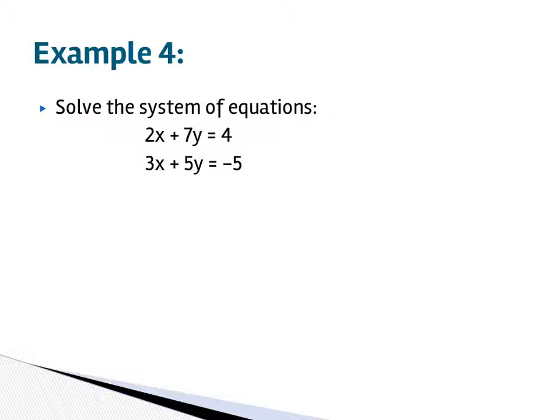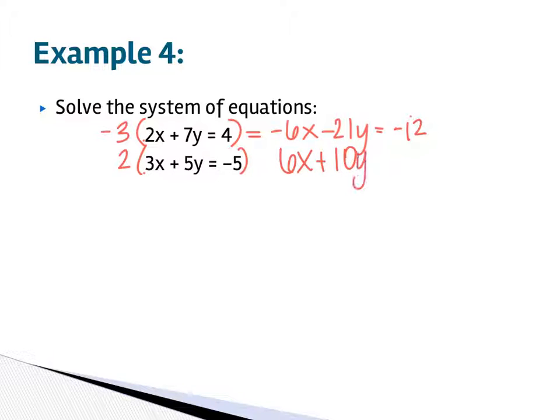Example 4, they don't tell you how to solve it. What I would do here is try to make them opposites and eliminate. So I have positive 2 and positive 3. If I make them both 6, so if I multiply the top one by 3 and the bottom one by 2, then the x terms will be 6. And now let's make one of them negative so that they'll cancel out. So at top, I'm going to get negative 6x minus 21y equals negative 12. And on bottom, I get 6x plus 10y equals negative 10. Combine the two equations and you get negative 11y equals negative 22.